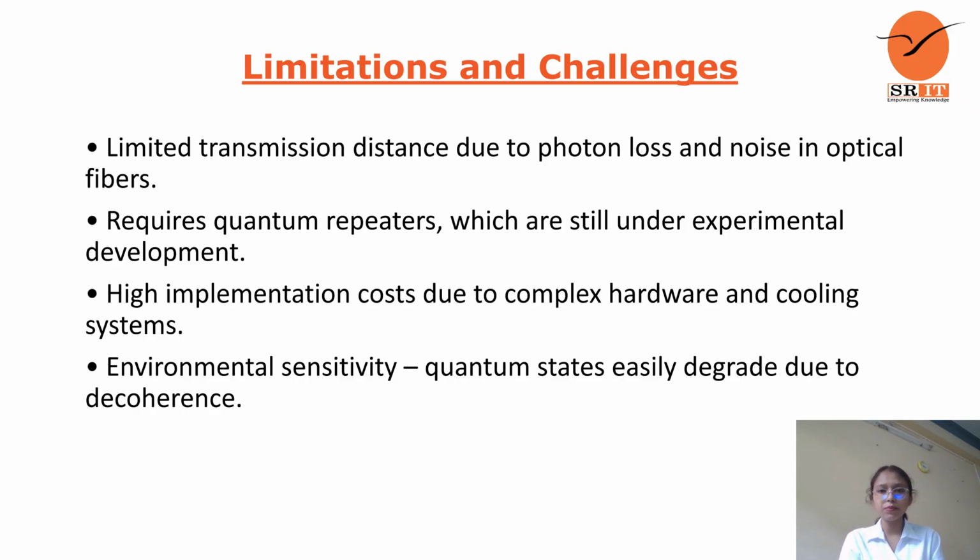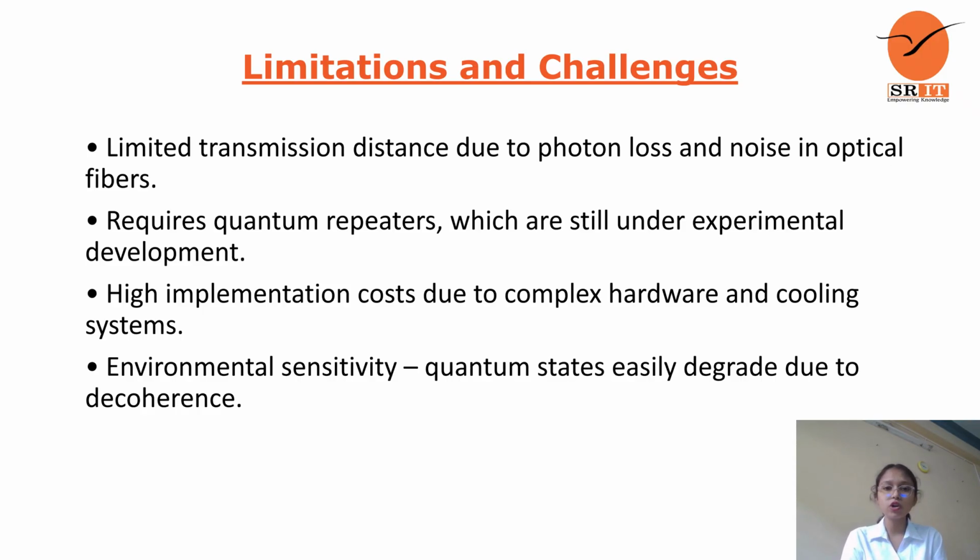There are a lot of limitations and challenges, because right now quantum technology is still largely a hypothetical concept. Even though certain companies have been able to provide proof of concept, it's not completely implementable right now. So there are a lot of limitations and challenges that we face. Limited transmission distance due to photon loss and noise in optical fibers is one among them. It requires quantum repeaters, something similar to amplifiers in optical fibers, which are still under experimental development.